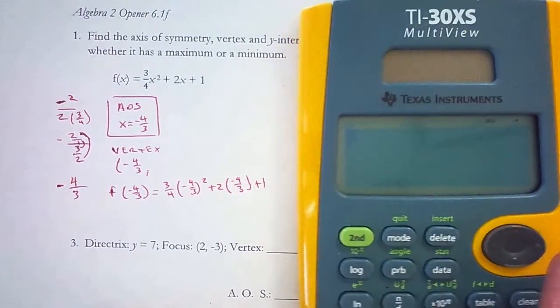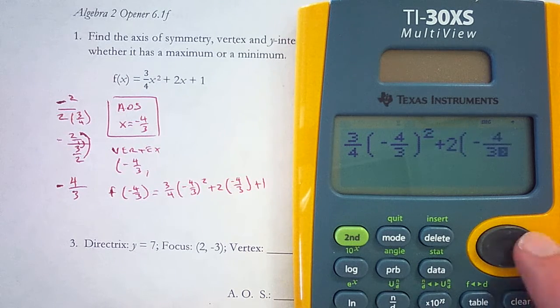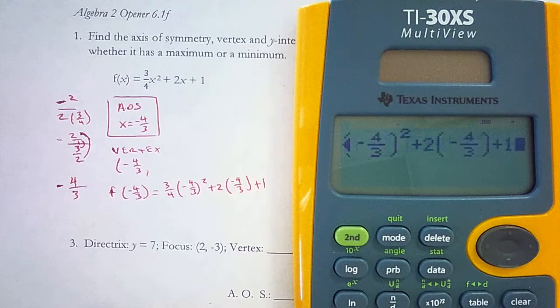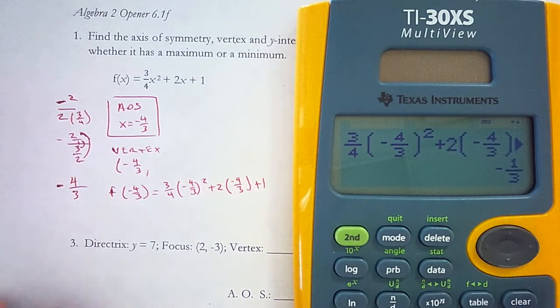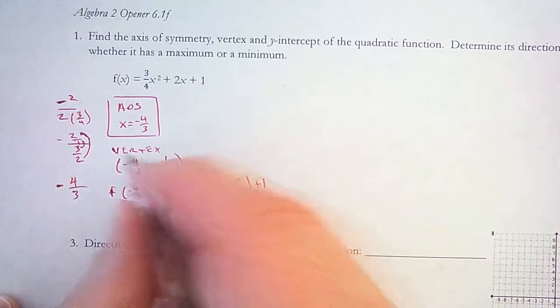And I'm going to input all of this in my calculator. So that's 3/4 times negative, make sure you use negative, not minus here, 4/3 squared plus 2 times negative 4/3 plus 1, and that is negative 1/3. So the vertex is negative 4/3, negative 1/3.